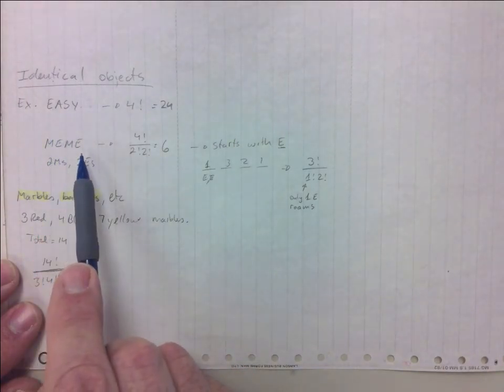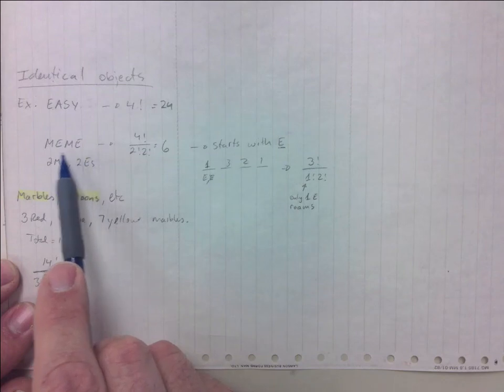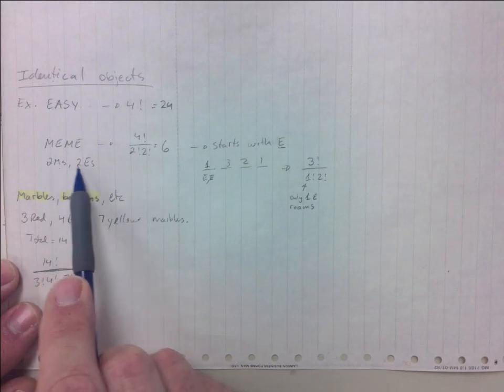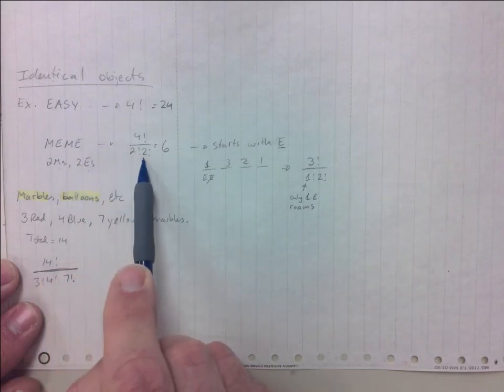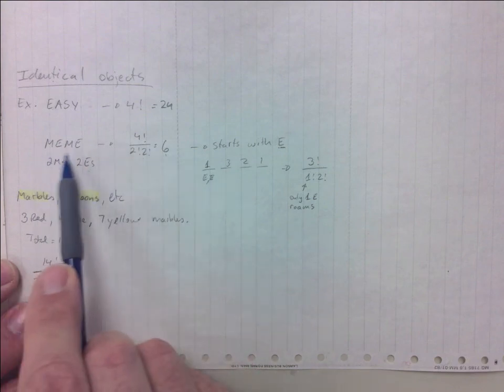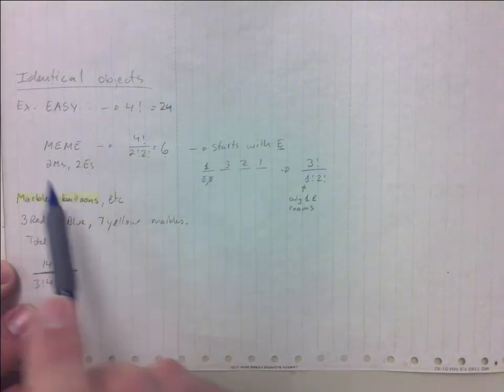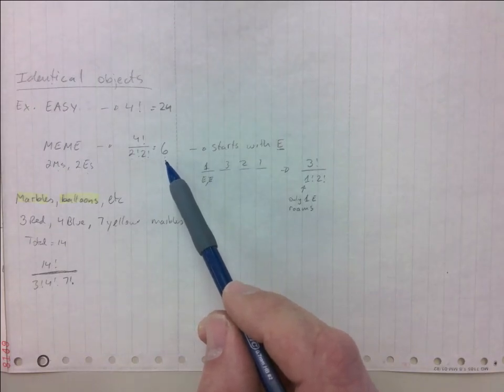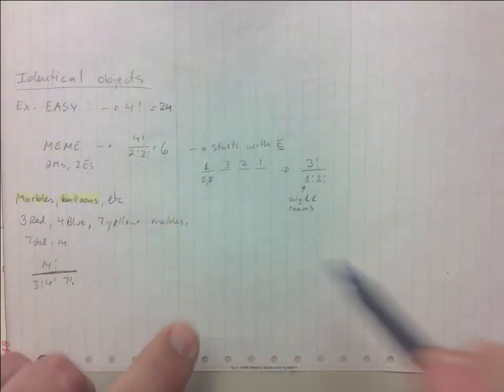If it's MEME, I'm keeping it short, right? 4 factorial because it's 4 letters, but there's 2 M's and 2 E's. So you could do that. It'd be only 6 ways because it really doesn't matter if you switch the E's and the M's. So it's a lot fewer permutations there.